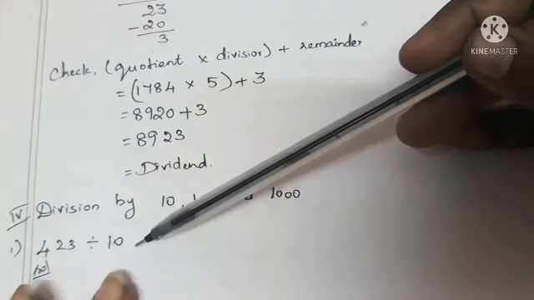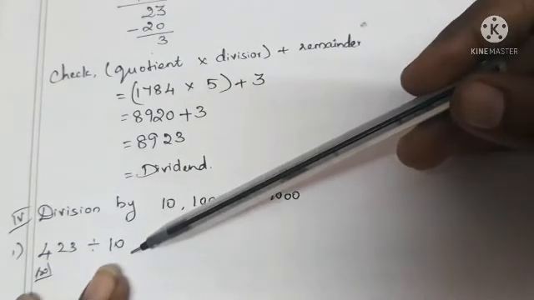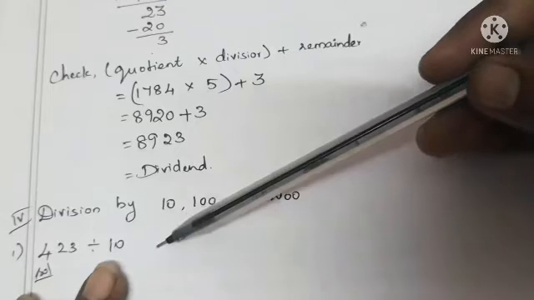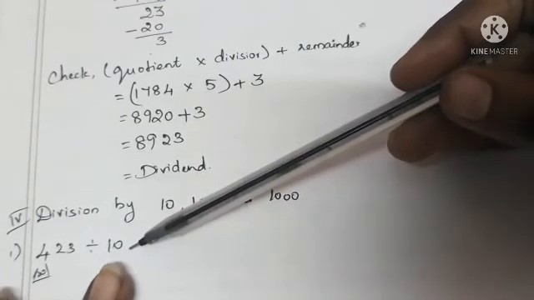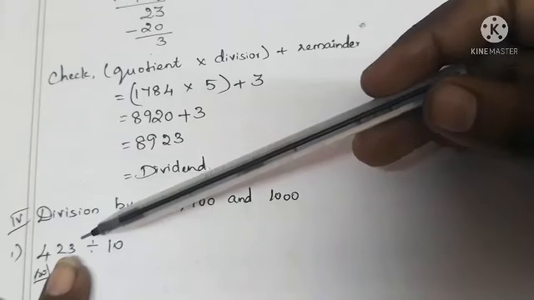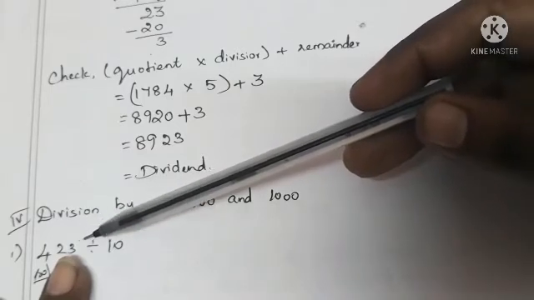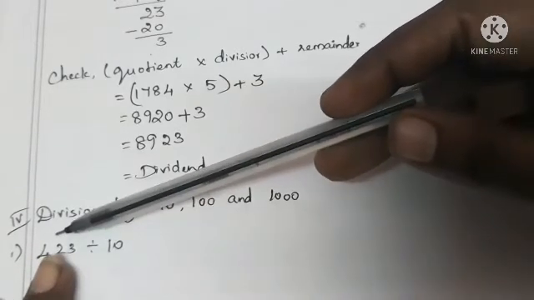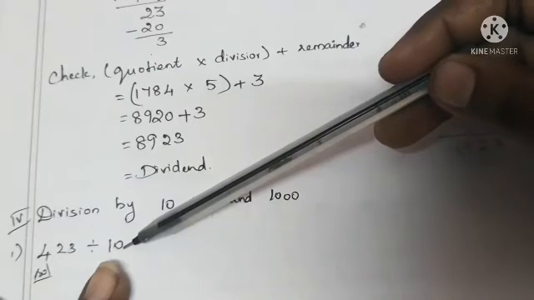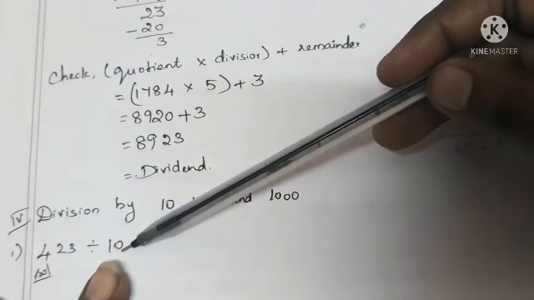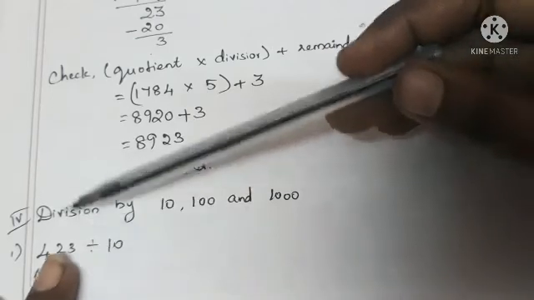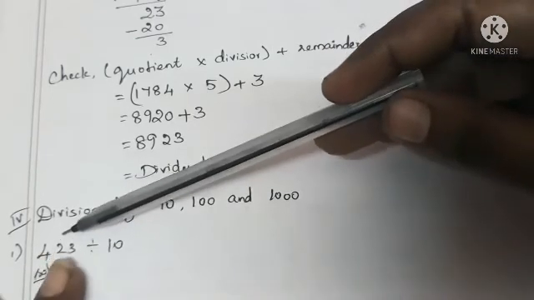So if you have the divisor as 10, 100 or 1000, it's very easy to divide. In the divisor we have 1 0, isn't it? So we have to take the ones place as the remainder value, and the remaining values we have to take as the quotient, because in the divisor we have only one 0. That's why we write the ones place as the remainder and the remaining place values as the quotient.